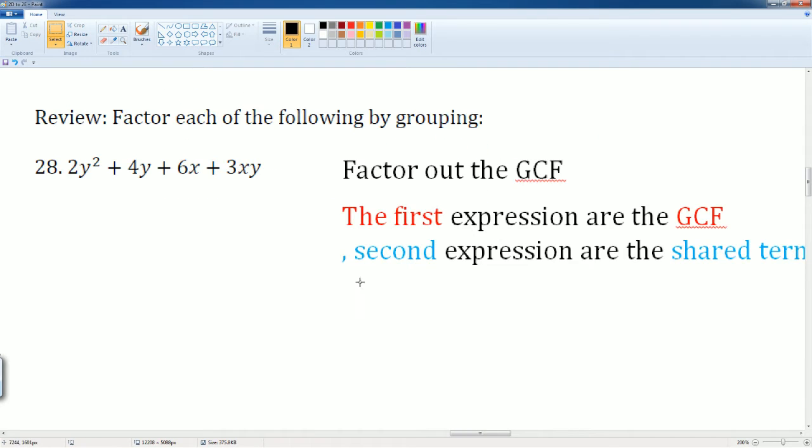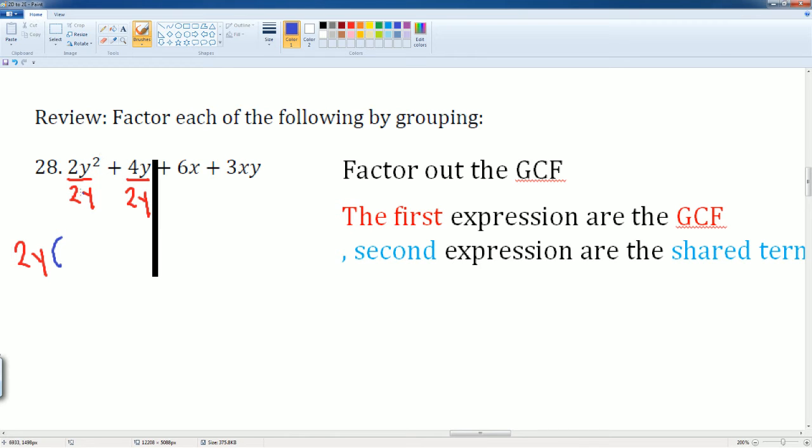To do that, we are going to split it into two parts, which is just two binomials. And then we can factor out the GCF. So the first one, let's take a look. 2y squared and 4y. You can pull out a 2y here. 2y is what you pulled out. What is left over? Let's see.